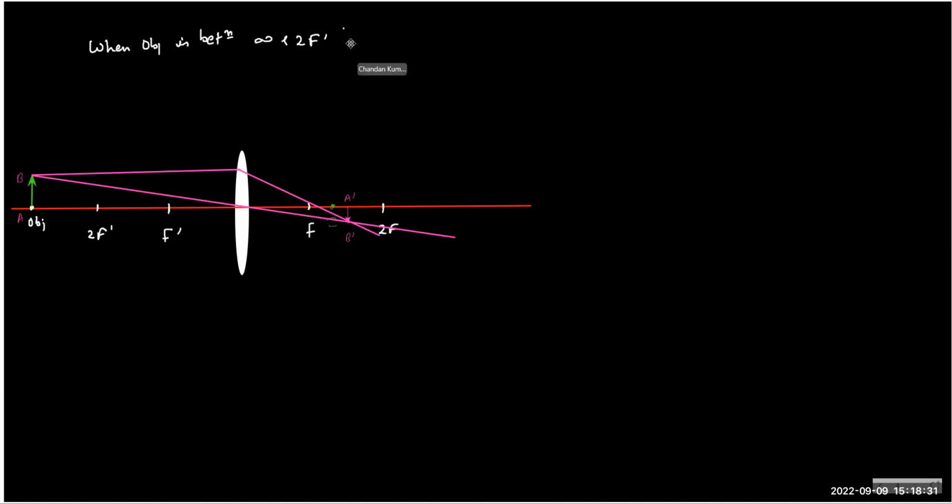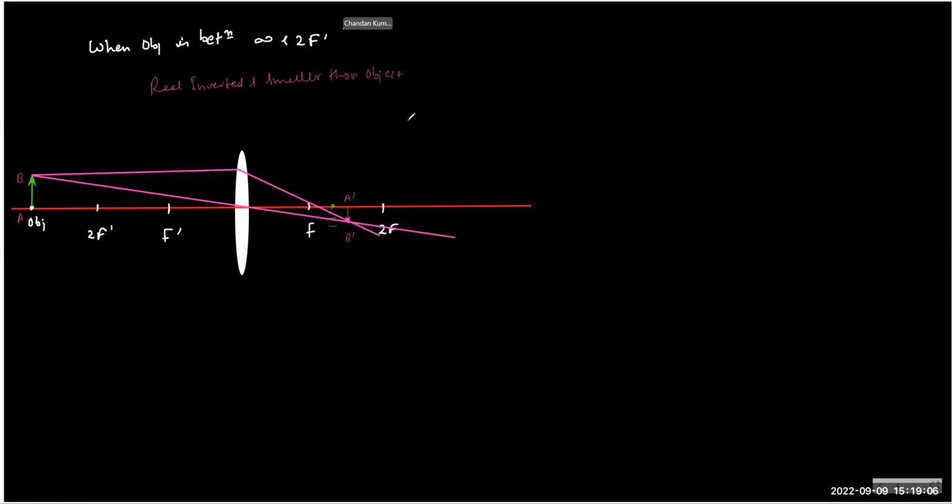So what we will see here, the image will be real, inverted, and smaller than the object. It is diminished, or I will say less than the object. So for here we can say real, inverted, and smaller than the object.